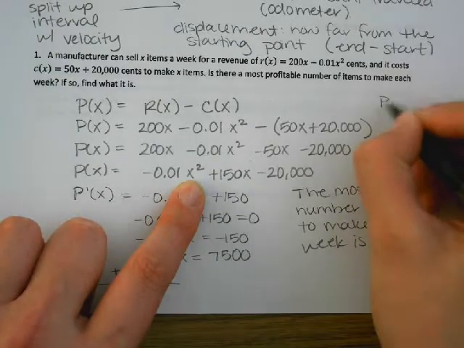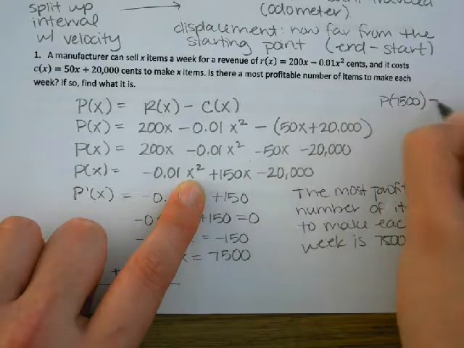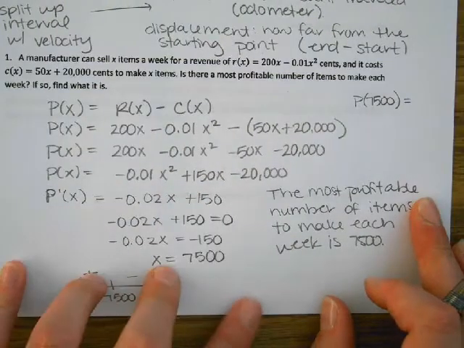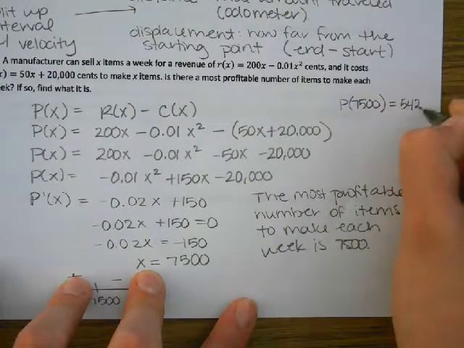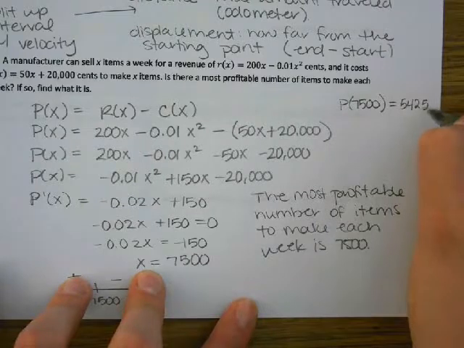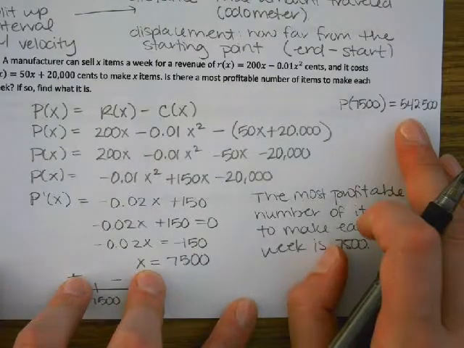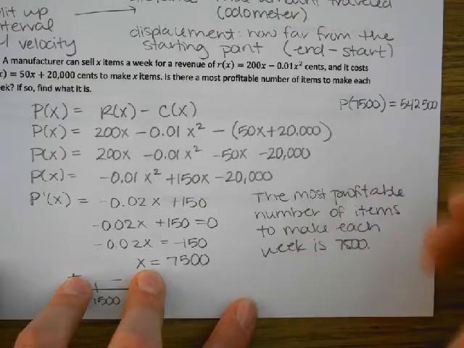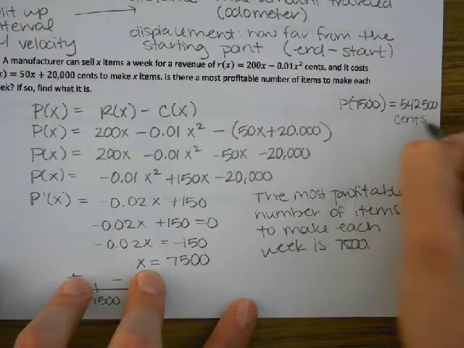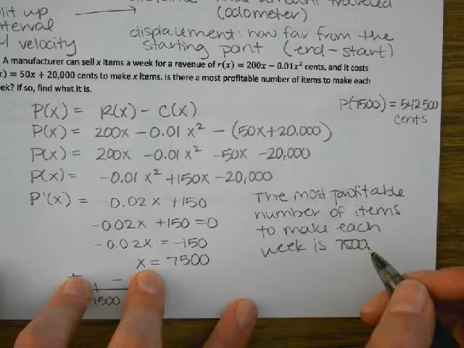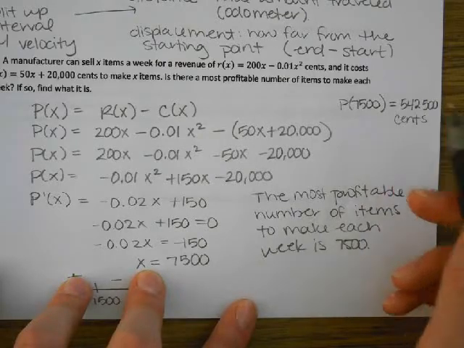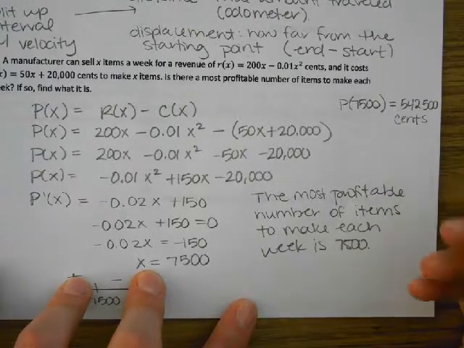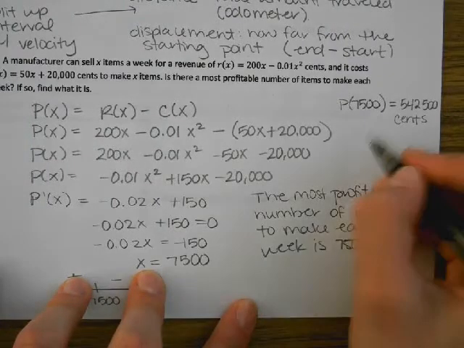So now I'm going to say P of 7,500. When I plug it in, what do you get? 542,500. And what were the units from the problem? Cents, right? Most of us are not going to talk about profit in terms of cents. So what should we actually do to that answer to make it a reasonable unit? Yeah, divide it by 100 cents to see how many dollars it is. So how many dollars would that end up being?